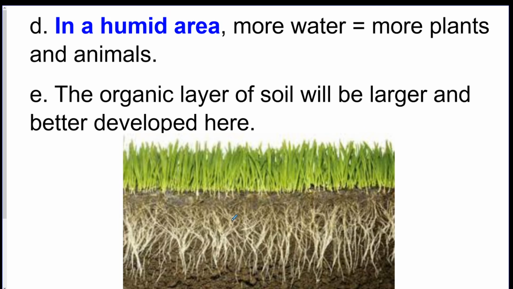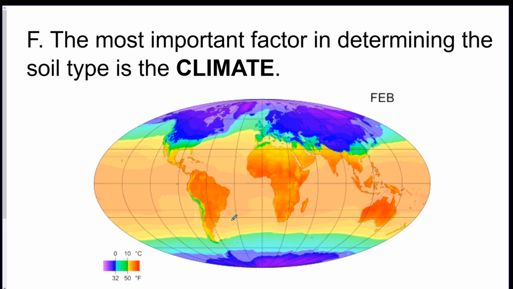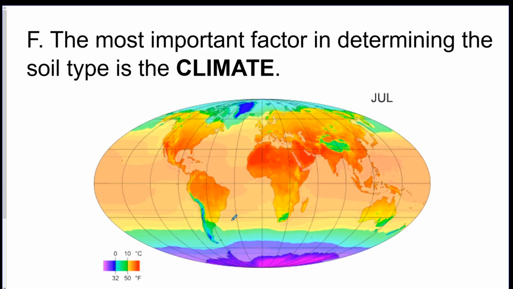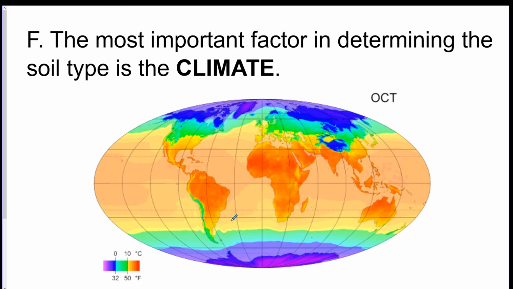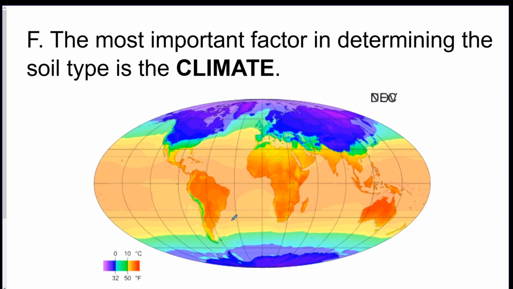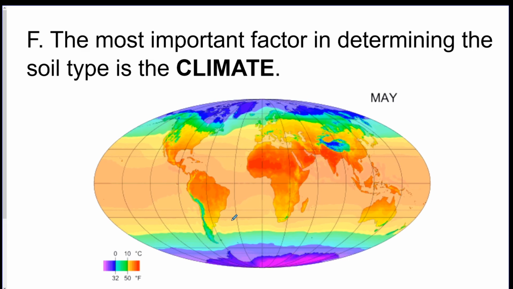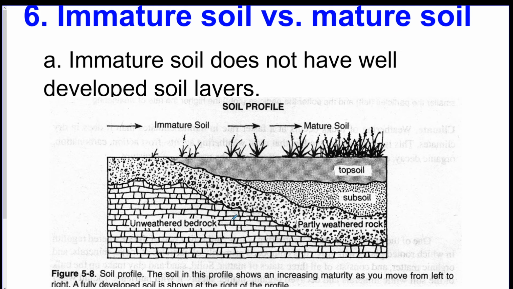In a humid area, you're going to have a lot of water, which means you'll have more plants and animals. This is going to have a more organic layer of soil in areas that are humid because you got a lot of plants growing, a lot of plants dying, you got a lot of organic amounts of soil. The most important factor for determining the soil type is the climate of the area. The climate, remember, is the general humidity, temperature, things like that of the area. That's going to make the biggest difference. Moisture content as well.